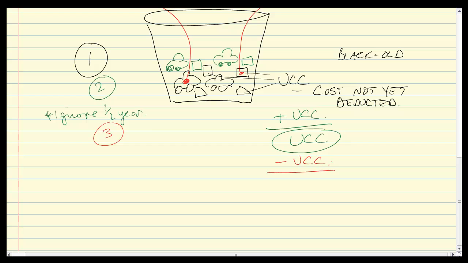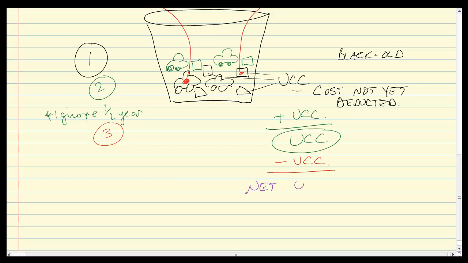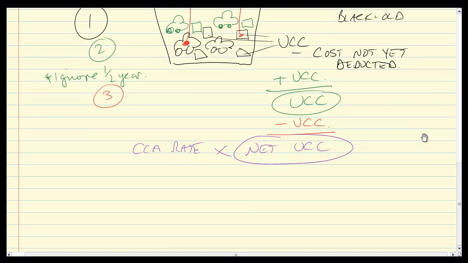And so now we're left with this final amount for the year, the net UCC. After we've added and subtracted, we've got this net UCC that we can then apply our CCA rate to. In the case of class 10, which is computers and cars, it's 30%. So we apply our CCA rate of 30%.